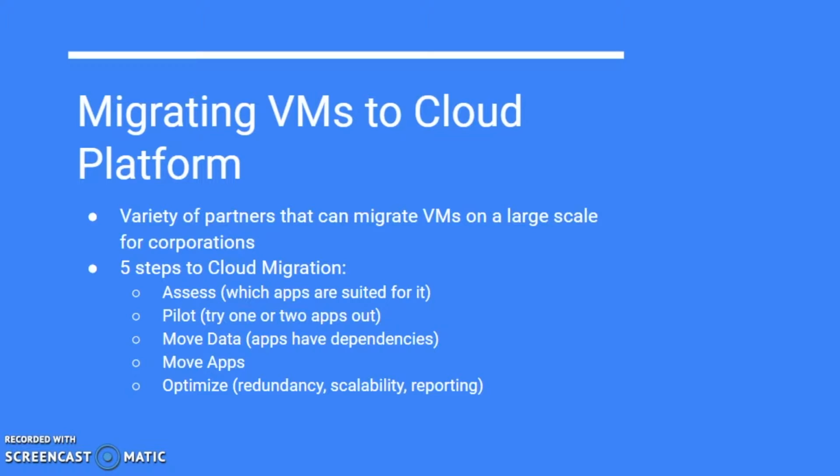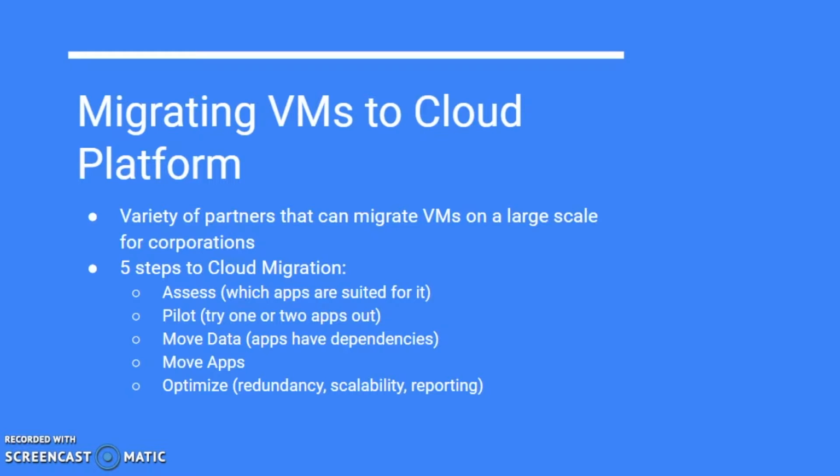Step 3 is to move your data over first rather than the apps themselves. Many people move the apps first, but make a mistake in doing this in that many apps have a large variety of dependencies upon the data on which they are built. So moving data first allows these dependencies to be resolved smoothly. Step 4 is to migrate the apps themselves. And then step 5 is to optimize your use of the cloud: the redundancy, scalability, adding reporting, and also modifying or tweaking any software or operating system licenses you may need to use for your applications.